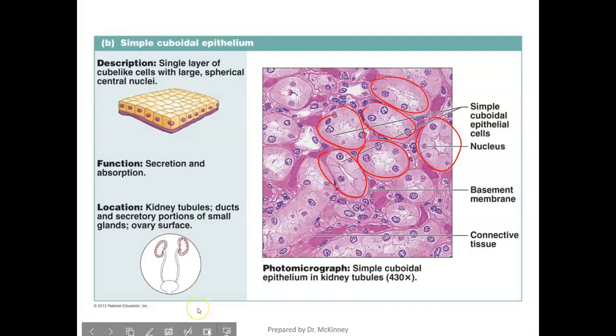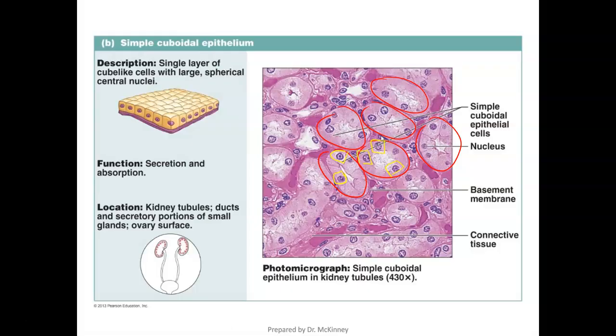Let me get yellow. So if we look at one little thing here, that is one little individual cell, and you can see that the nucleus is very prominent. And that is typical of cuboidal cells. So it's a square-shaped cell with a very prominent, centrally located nucleus.